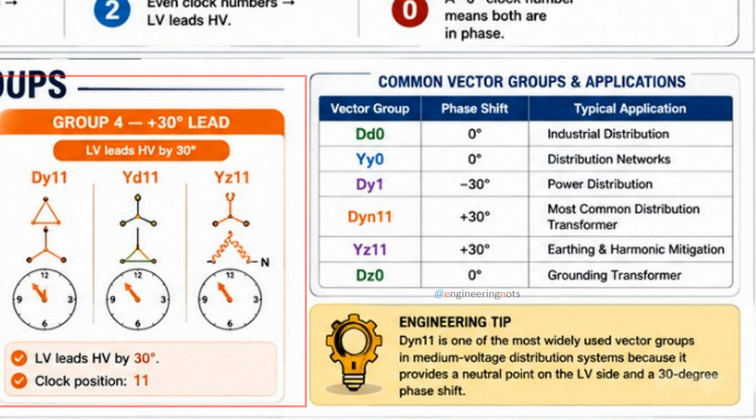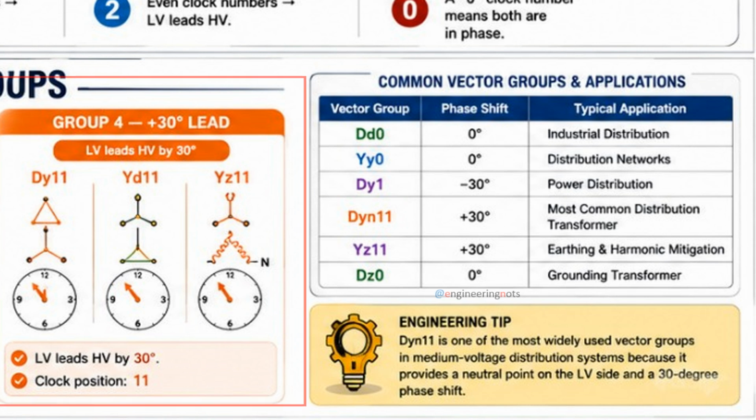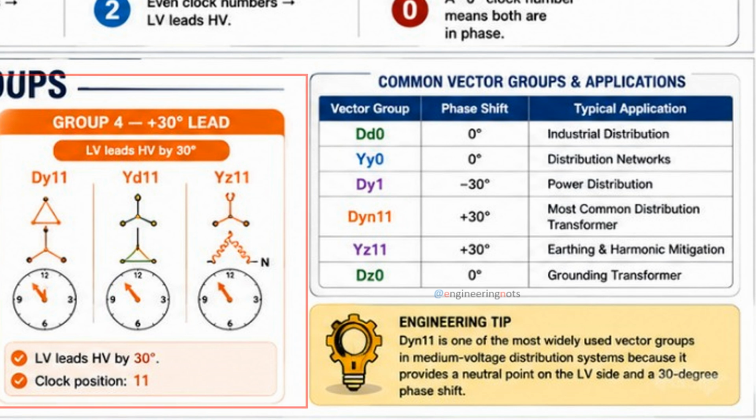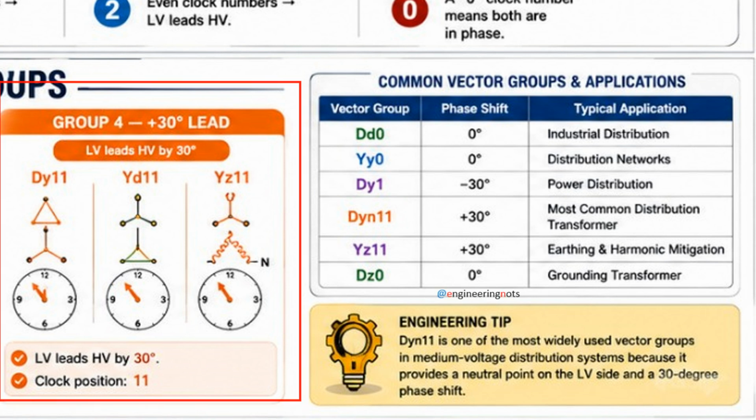At first, this may seem confusing. But remember, 11 o'clock is equivalent to minus 30 degrees, or plus 30 degrees ahead, depending on the reference direction. That is why engineers simply say, the LV side leads the HV side by 30 degrees. This is one of the most common vector groups used in modern power systems.